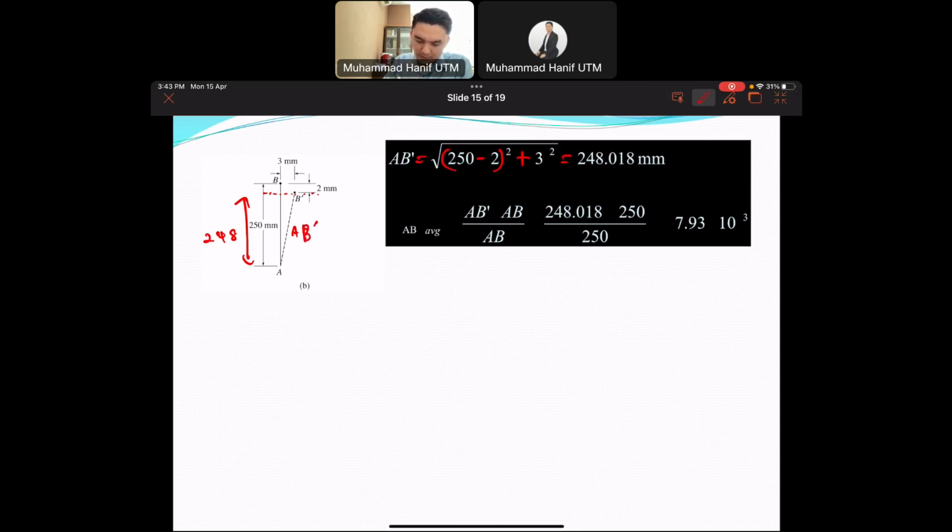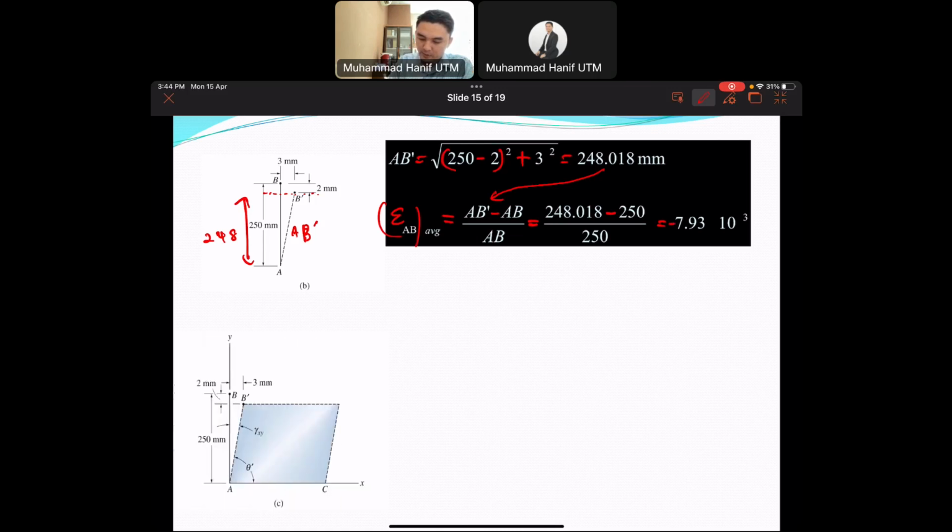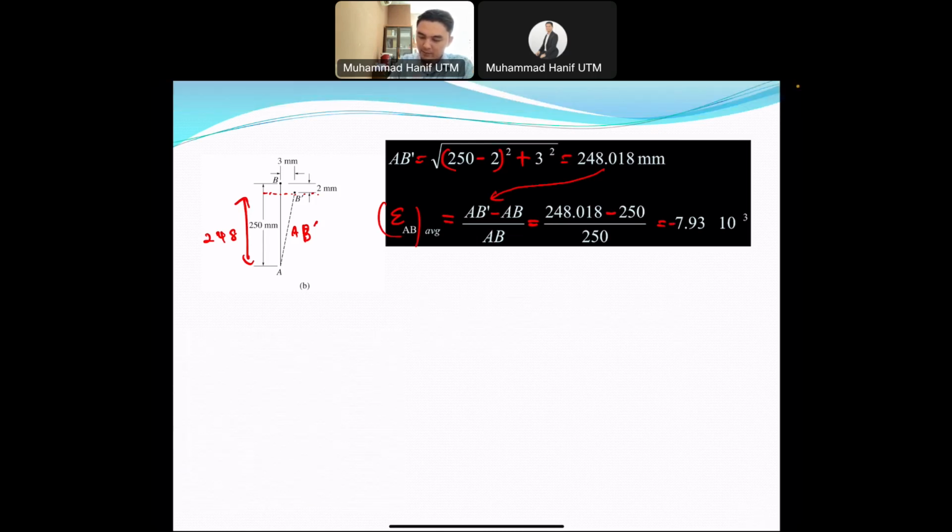Okay, so it should be epsilon AB average, which equals AB prime minus AB. AB prime you got from the Pythagoras theorem there. AB is the original one from the body, from the equation, from the question, and you will get the final answer, which should be negative 7.93 times 10 to the power of negative 3.